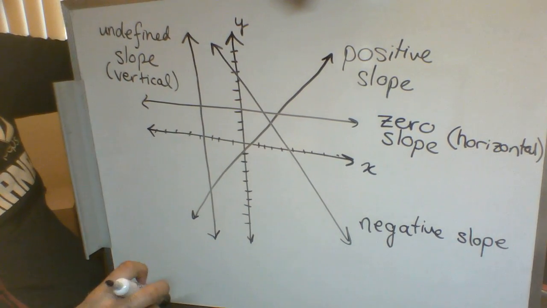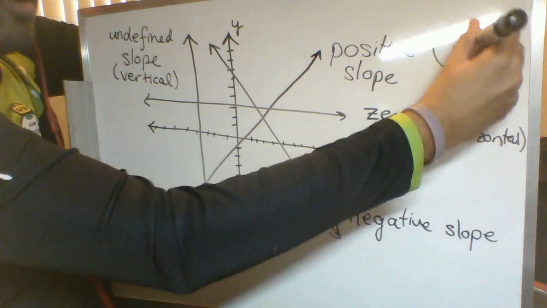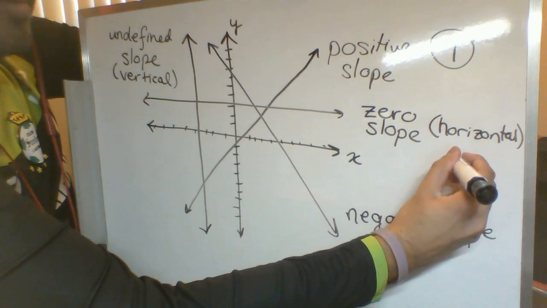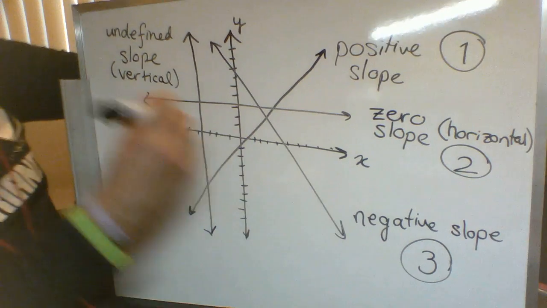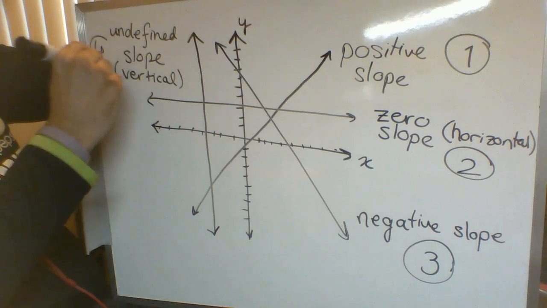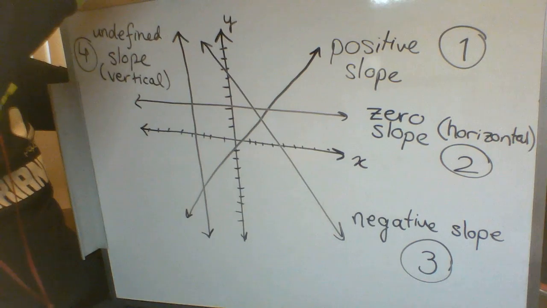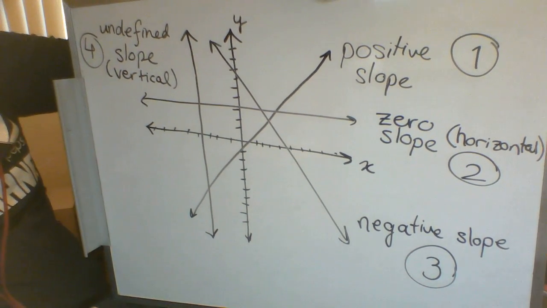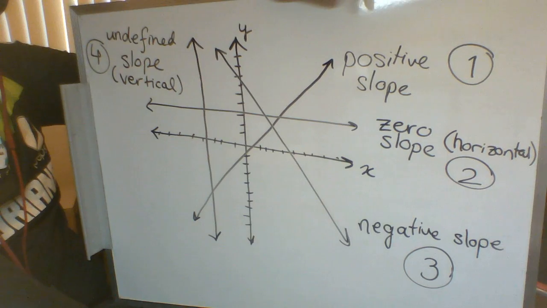So these are the four different types. We've got our positive slopes here. You don't have to number them in any particular order. We've got 0 slopes there, negative slopes here, and undefined slopes there. It's not that they're any easier or harder to deal with based on how I've numbered them, but these are the four different types of slopes that we have seen with lines.